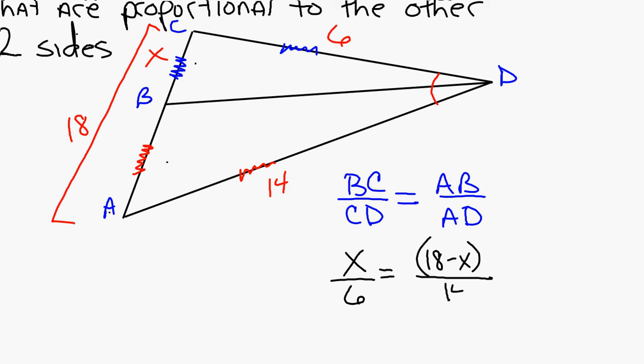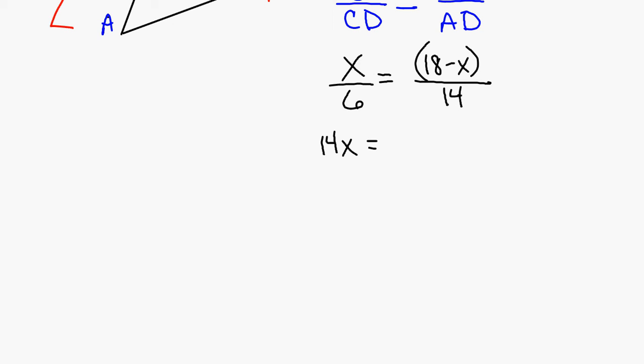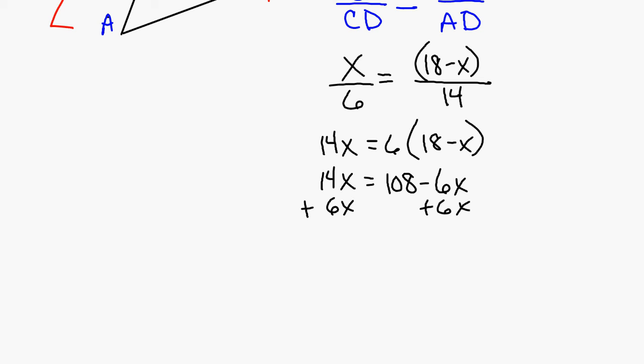So now you got a little more algebra to do, right? Alright, so crisscross multiply, which means distributive property. So your X times 14 is 14X equals 6 times 18 minus X. What's 6 times 18? 108 minus 6X. Add 6X. So 20X equals 108 and divide by 20. 5.4.